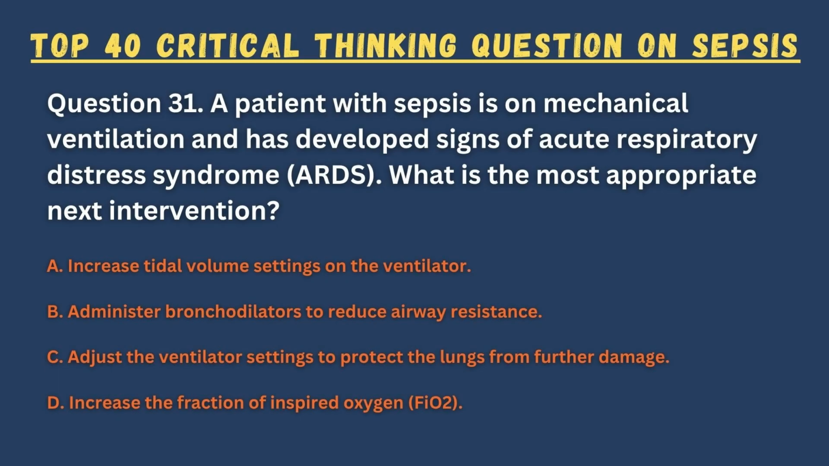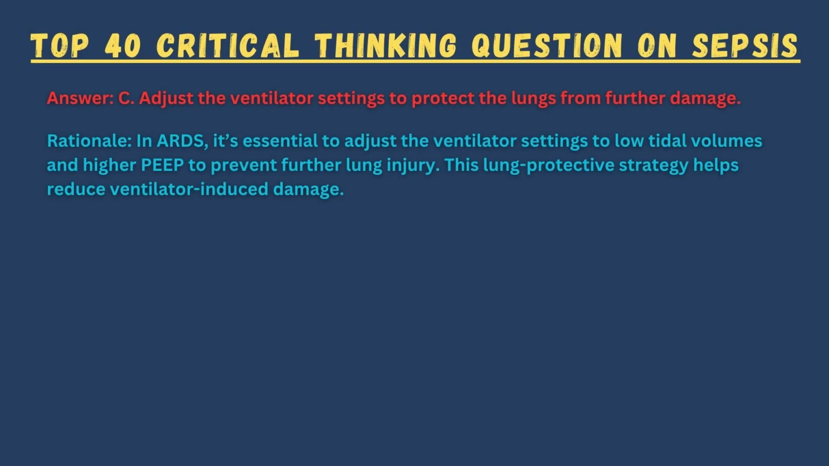Question 31. A patient with sepsis is on mechanical ventilation and has developed signs of acute respiratory distress syndrome (ARDS). What is the most appropriate next intervention? A. Increase tidal volume settings on the ventilator. B. Administer bronchodilators to reduce airway resistance. C. Adjust the ventilator settings to protect the lungs from further damage. D. Increase the fraction of inspired oxygen (FiO2). Answer. C. Adjust the ventilator settings to protect the lungs from further damage.